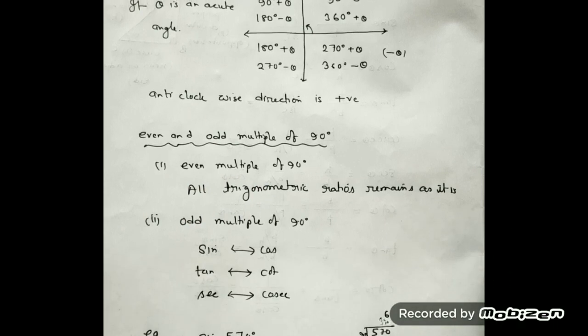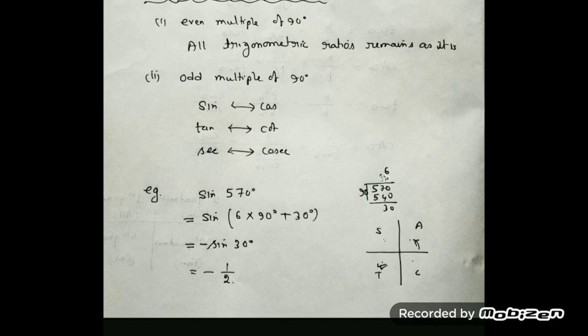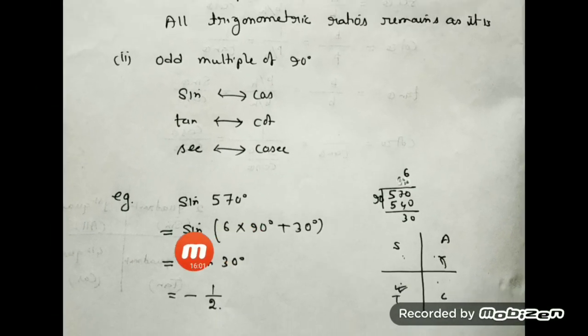So I will give you an example to see how to apply all these things, as I told you some time before. For example, suppose I want to find the value of sine 570 degree. First you divide 570 degree by 90. 90 into 6 gives 540, remainder is 30. So 570 can be written as 6 into 90 degree plus 30 degree. First you convert it into a multiple of 90 plus or minus theta.